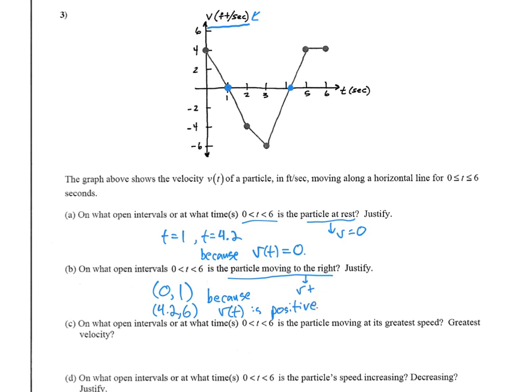Remember that when we look for this, we're not looking for where the slope of this graph is positive. Because this is the graph of velocity, I can't say that enough, we're looking at where the graph is above the t-axis, in positive land.